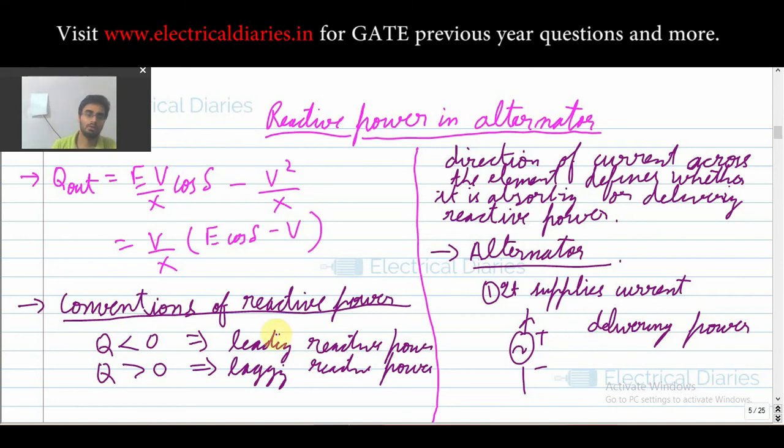Now your Q less than 0 and Q greater than 0 determines whether it is absorbing or delivering leading or lagging reactive power. In the case of a generator, whether it is delivering leading or lagging reactive power will be defined by your Q sign. That Q sign we will derive using this equation. You must also remember that this equation is an approximation, where you have neglected your armature resistance. Now let us move to this equation.